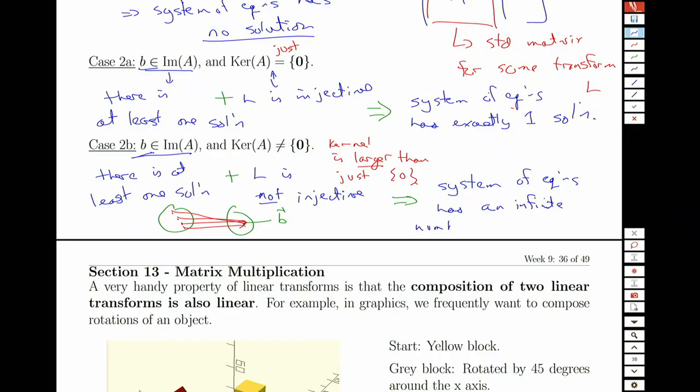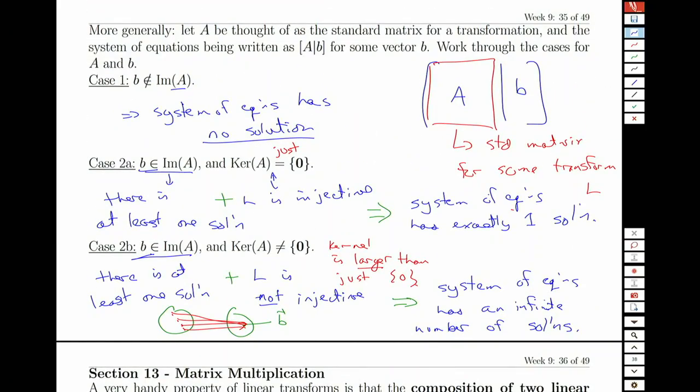Number of solutions. And that's our big classification of the three types of systems of linear equations, through the lens of linear transforms. Please. You have kernel of A doesn't equal... Yeah. Something that is larger than, so does it also possibly include the zero vector in the larger?